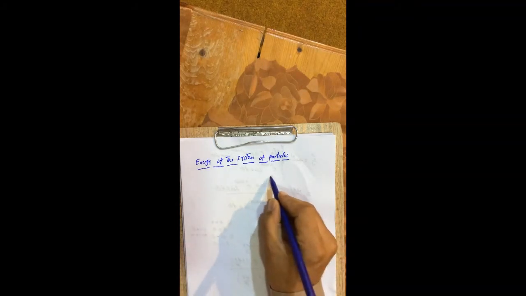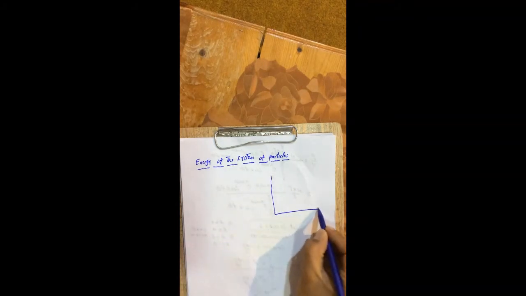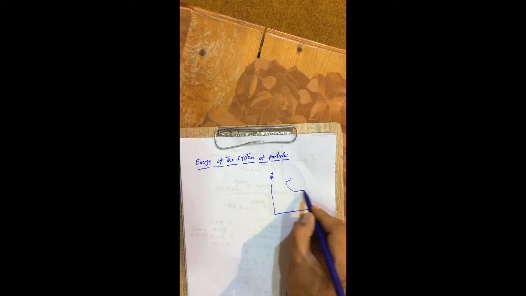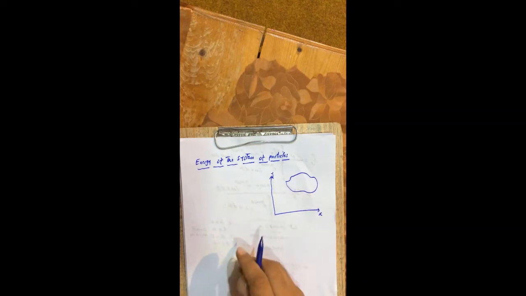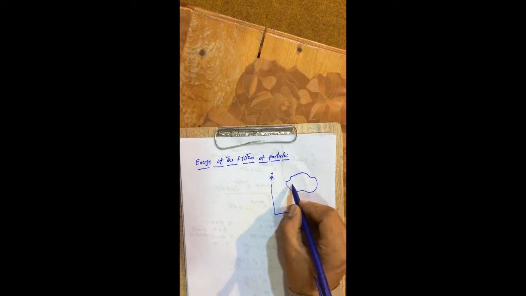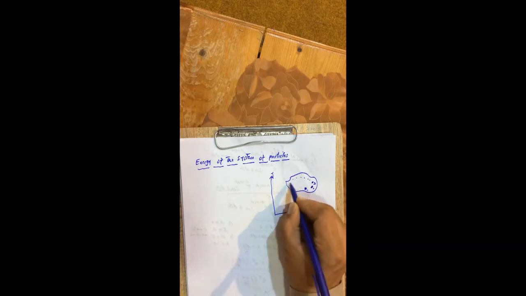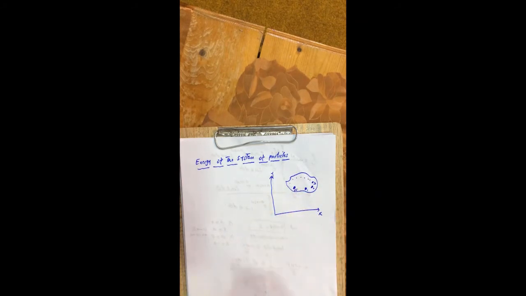Okay, our next topic is energy of the system of particles. Suppose this is my coordinate axis, this is the x-axis and this is the y-axis. We have a system which consists of n particles. Let's say this is particle 1, this is particle 2, this is particle 3, up to the nth particle.